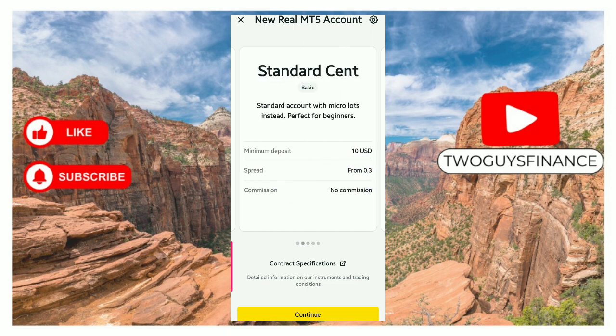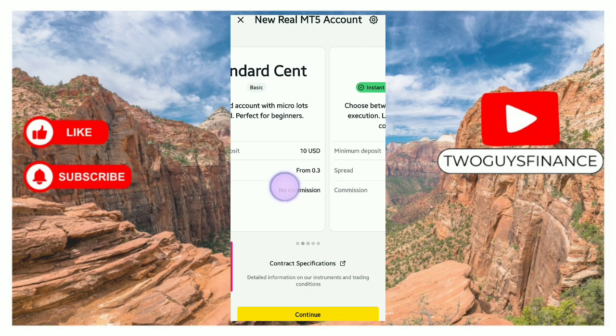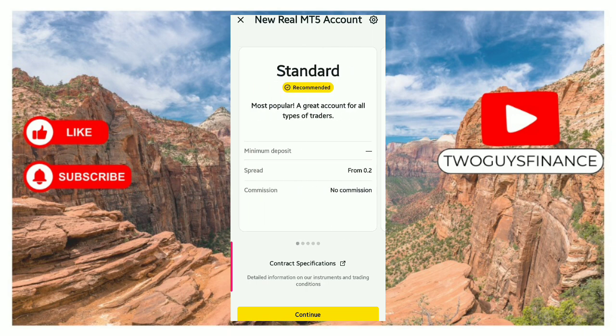As you can see, these are the instruments and trading conditions. So you have them over here, starting from the standard, the standard cent, the pro, raw spread, and the zero. So you choose the one you want.